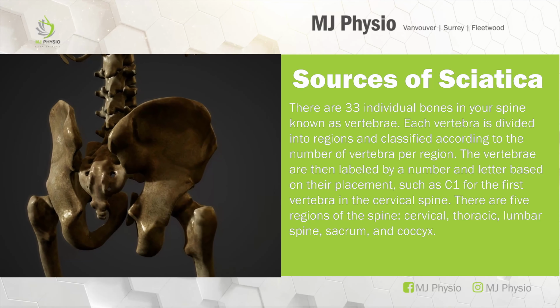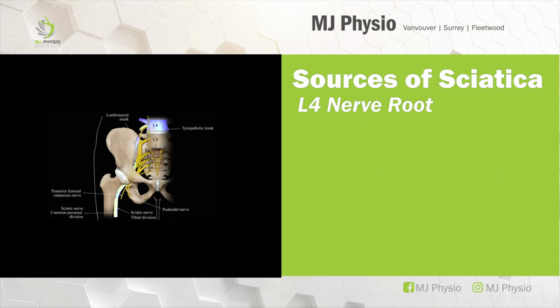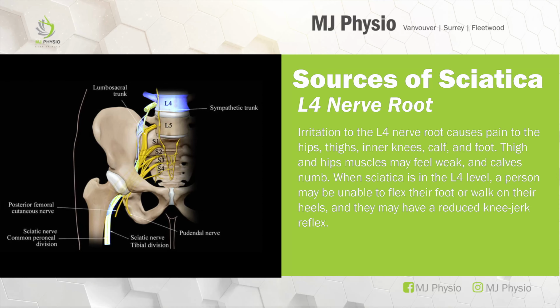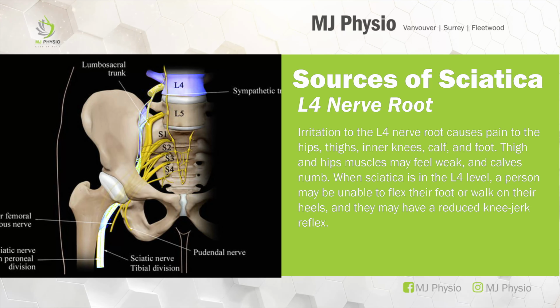The source of your pain slightly alters your symptoms. L4 nerve root. Irritation to the L4 nerve root causes pain in the hips, thighs, inner knees, calf and foot. Thigh and hip muscles may feel weak and the calf numb. When sciatica is at the L4 level, a person may be unable to flex their foot or walk on their heels, and they may have a reduced knee-jerk reflex.